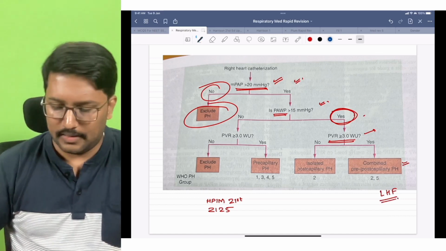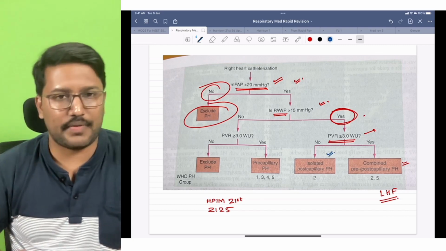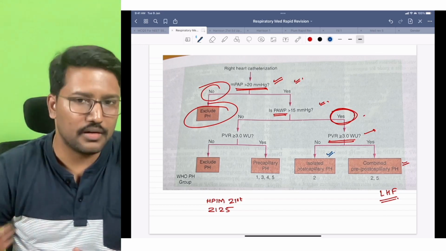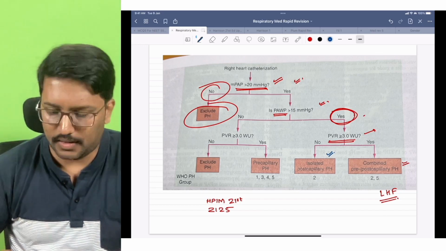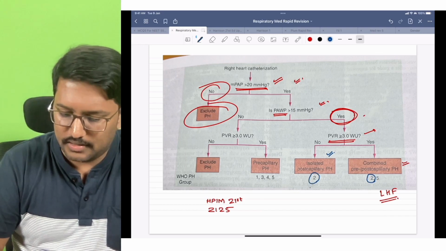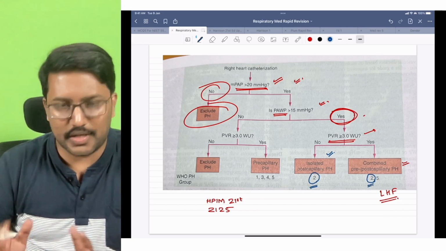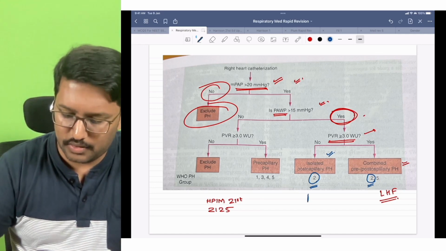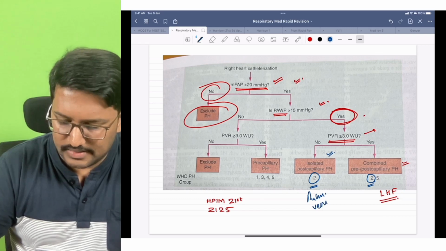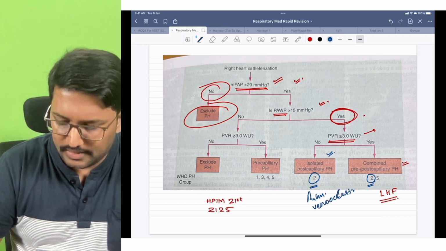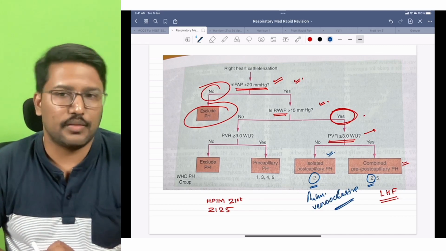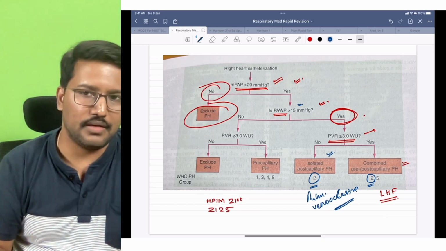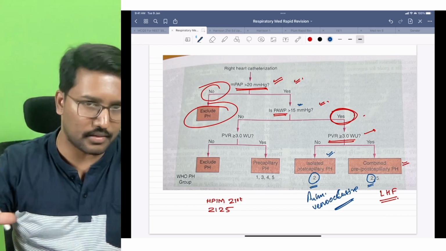Then you have an isolated post-capillary defect, which can be the case in pulmonary veno-occlusive disease. Left heart failure is predominantly a combination of pre and post both, and pulmonary veno-occlusive disease is your isolated post-capillary defect. Now if the pulmonary artery wedge pressure is not more than 15 millimeters of mercury, that means there is no post-capillary component; it is pre-capillary.